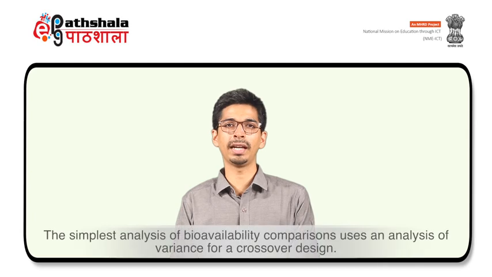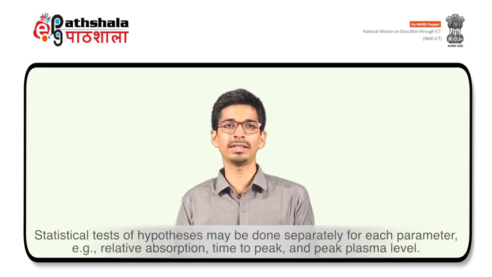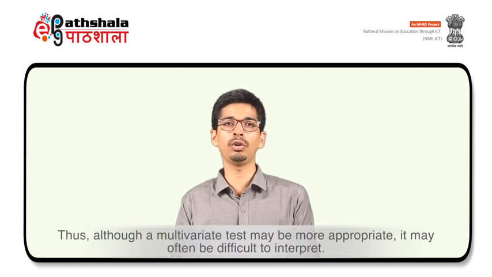The simplest analysis of bioavailability comparisons uses an analysis of variance for a crossover design. Statistical tests of hypothesis may be done separately for each parameter, for example, relative absorption, time to peak, and peak plasma level. This method involves the easiest computation and interpretation but does not take into account multiple statistical tests and correlation of the parameters. Thus, although a multivariate test may be more appropriate, it may often be difficult to interpret.